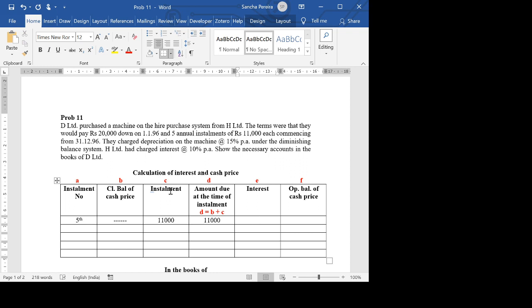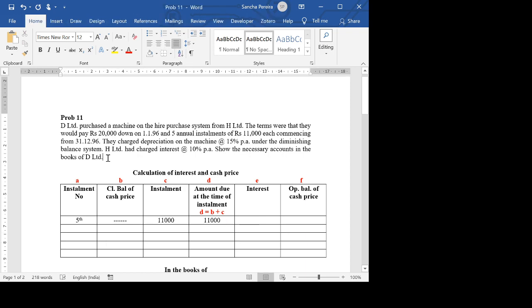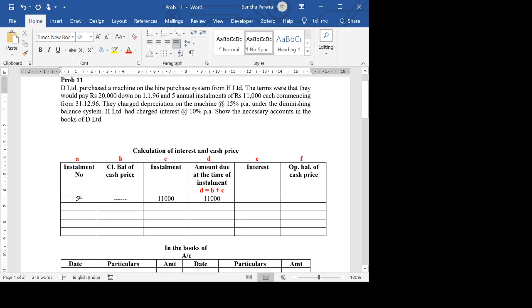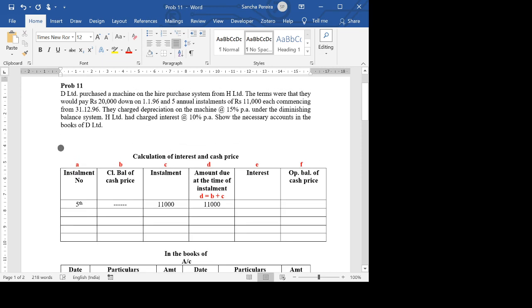10% is the rate of interest, but can we directly multiply it by 10 by 100? Or is it something else? You've done some things like this in the past, maybe in certain problems. Can anyone guess what it would be? What is the answer I'm looking for? Yes, very good. Okay. Now, how did this Rishvesh come up with 110?